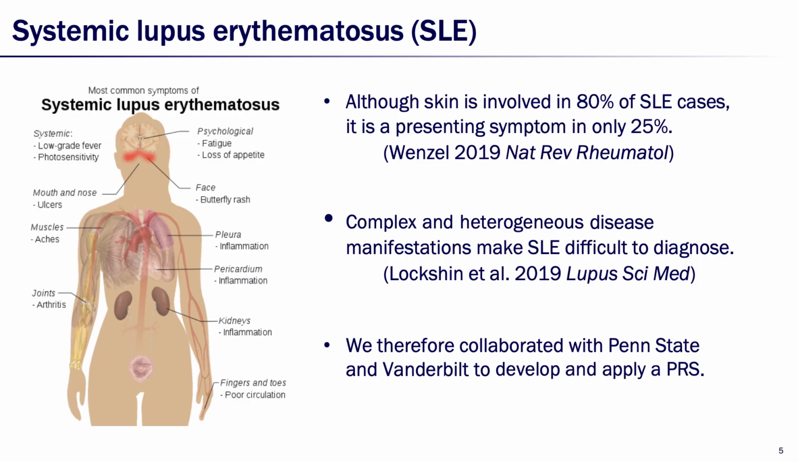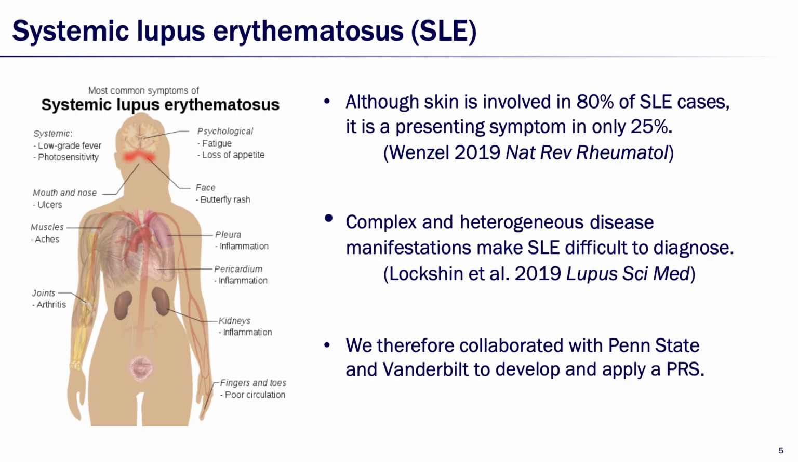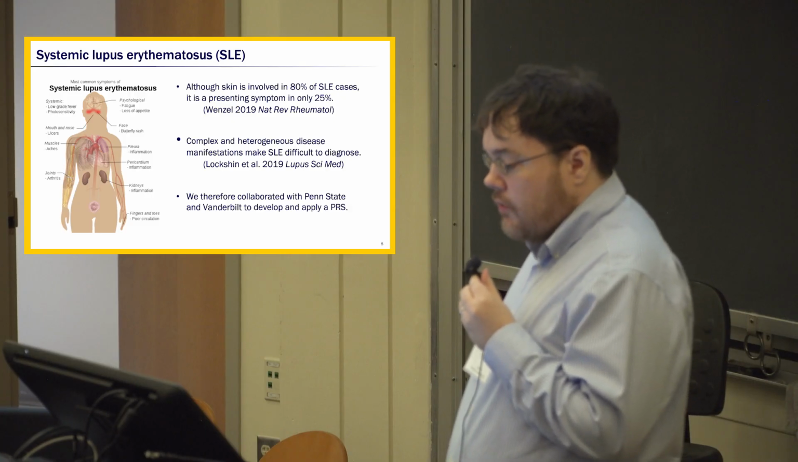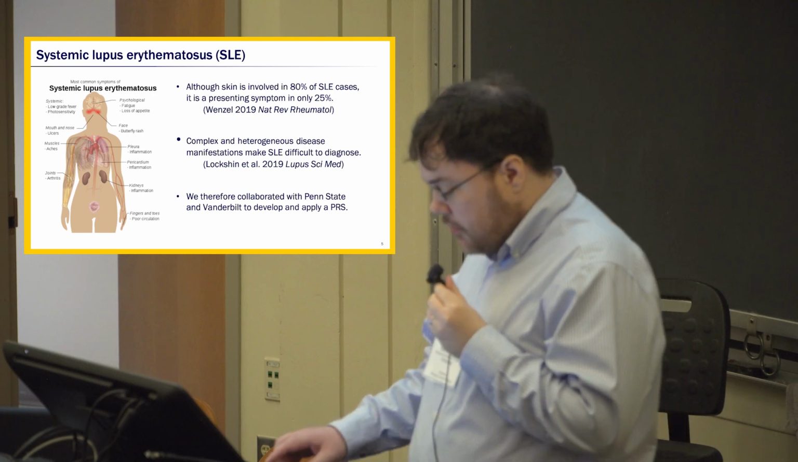Talking particularly about systemic lupus erythematosus, although over 80% of cases involve skin symptoms, only 25% have that symptom as the presenting one. Lupus is also highly complex and heterogeneous, which makes it difficult to diagnose from these different symptoms. We therefore worked in collaboration to create the polygenic risk score and apply it through MGI.